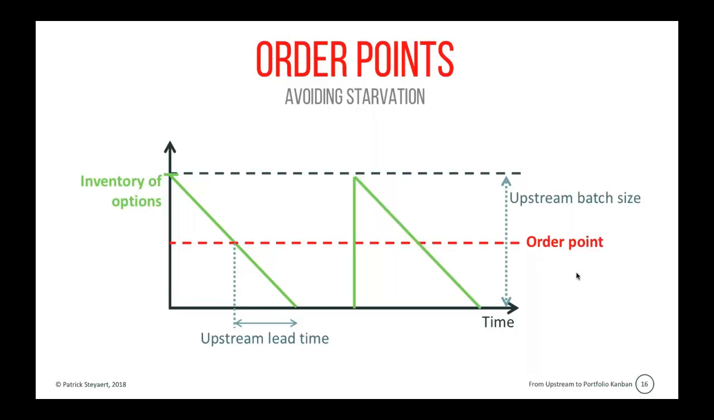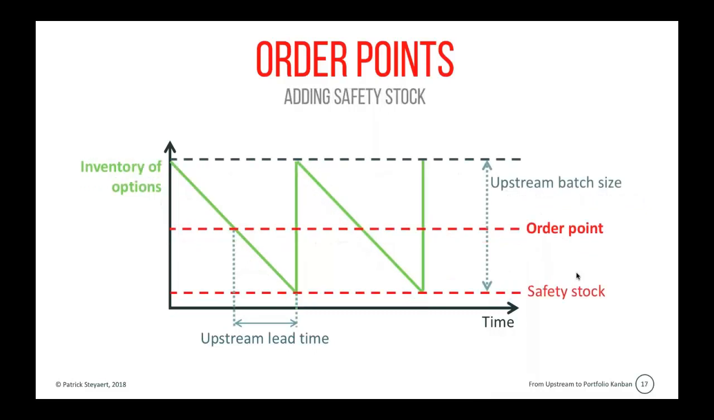So we start focusing on upstream. We don't wait up until the point where we risk starvation. We start doing it earlier. Now, obviously, we want to build in some buffer, and so we need to have some safety stock, which moves our order point even a little bit further up the curve.